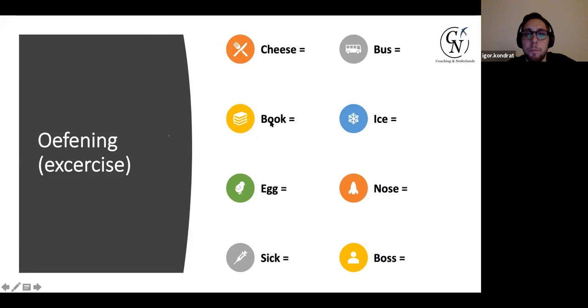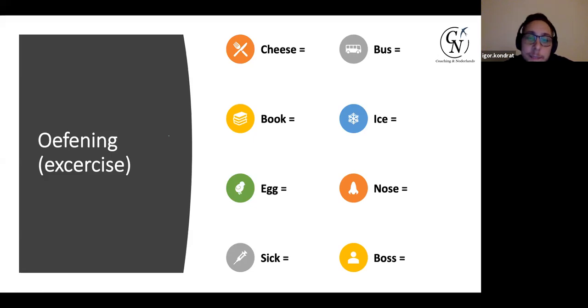And how is book in Dutch? Boek. Yeah, you pronounce it short. Ik heb een boek. I have a book. Okay. And then how is egg in Dutch? Ei. Yeah, exactly. And you can say, for example, ik eet een ei. Very nice. Ik eet een ei. En het is lekker. And it's tasty.